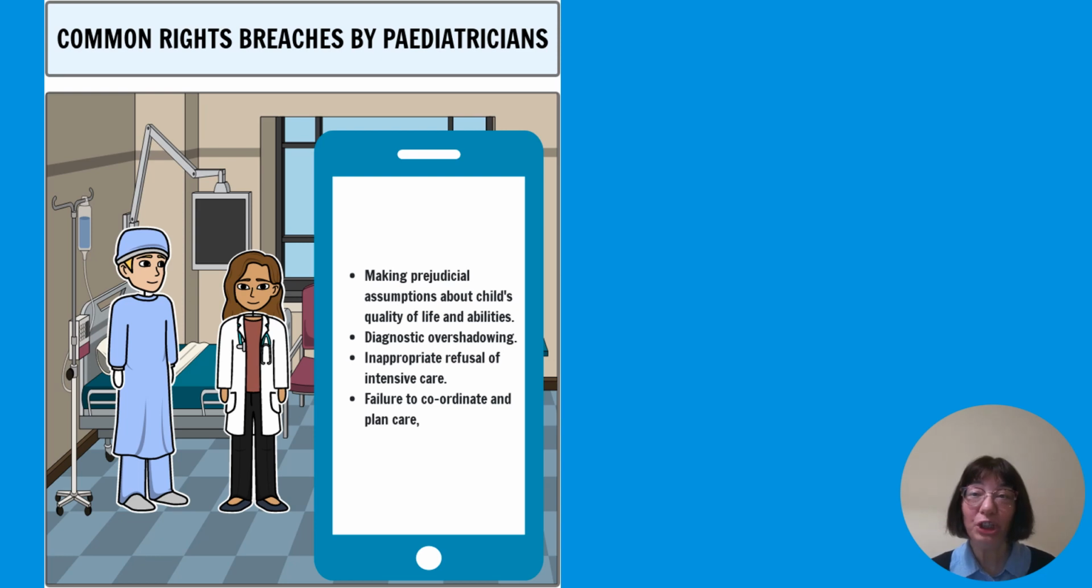Health professionals breaching the human rights of children with disabilities does sound dramatic, but sadly, it's all too common. Fulfilling human rights requires treating a child as a unique individual, not a type of child. Making assumptions about a child, especially prejudicial ones, can lead to rights breaches. Examples might be diagnostic overshadowing, inappropriate refusal of intensive care, failure to properly coordinate and plan care, or restricting children with disabilities' access to resources.